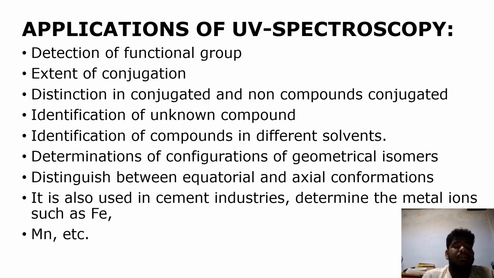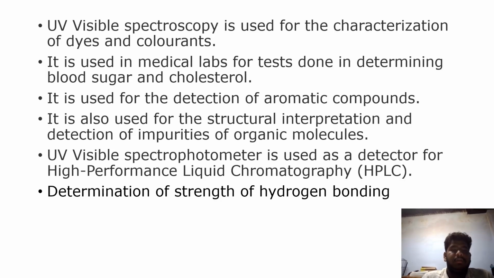Next point, it is also used in cement industries to determine metal ions such as Fe, Mn, etc. UV visible spectroscopy is used for the characterization of hues and color ranges. It is used in medical labs for tests such as determining blood sugar, and it is used for detection of aromatic compounds. Next point, it is also used for structural interpretation and detection of impurities of organic molecules. Next point, UV visible spectrophotometry is used as a detector for high performance liquid chromatography. Next point, determination of length of hydrogen bonding.